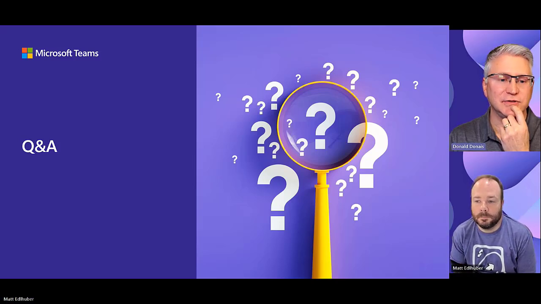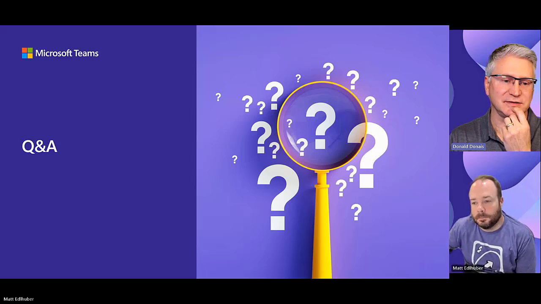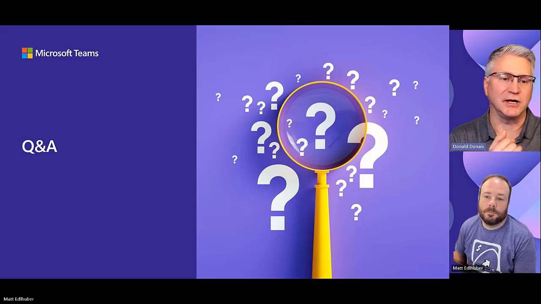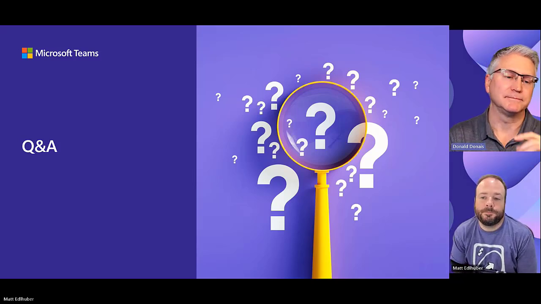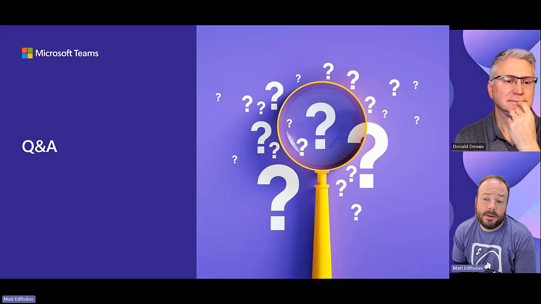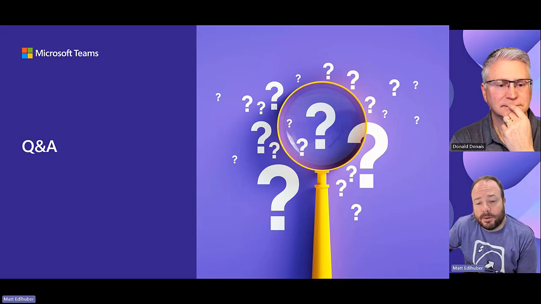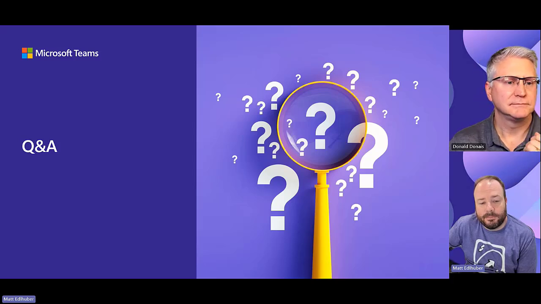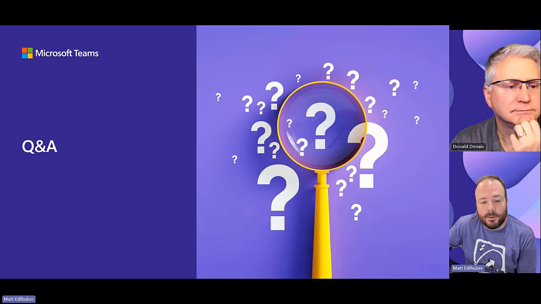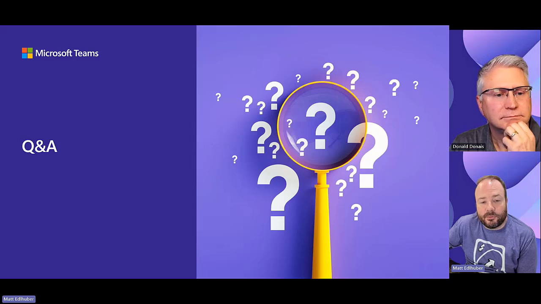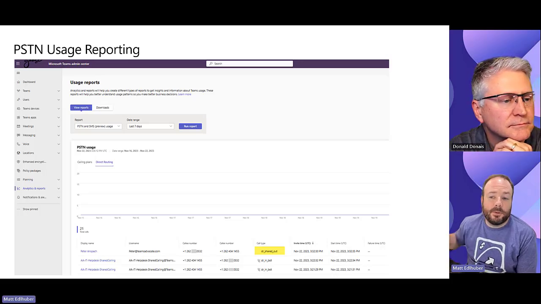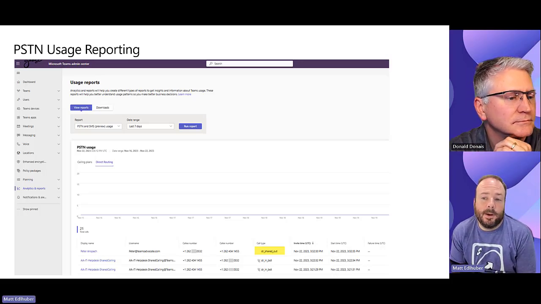Good question. How would you track usage stats for this, PSTN, all those types of things? Shared calling obviously would be a part of that. I did have a slide that showed that in the PSTN usage report. We do see a special call type. I'll flip back there for a second. So we do see a call type there.